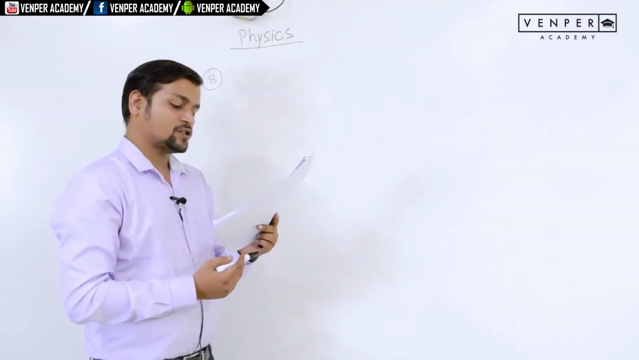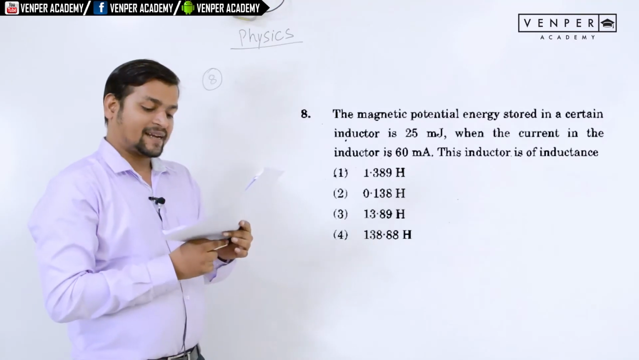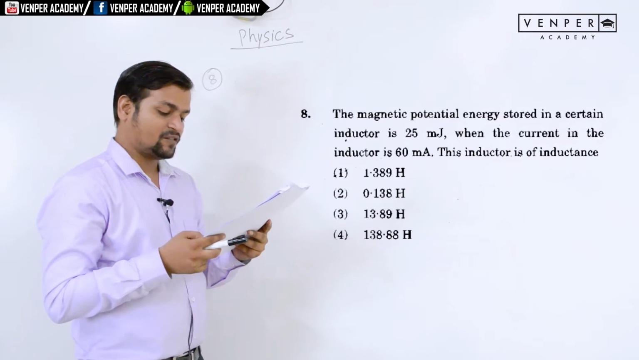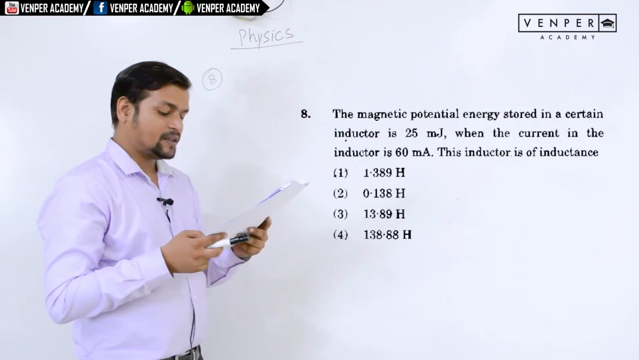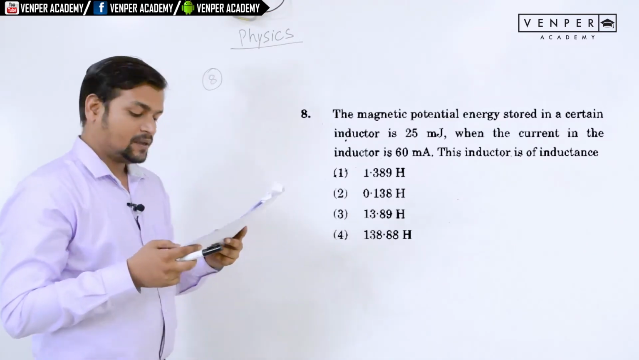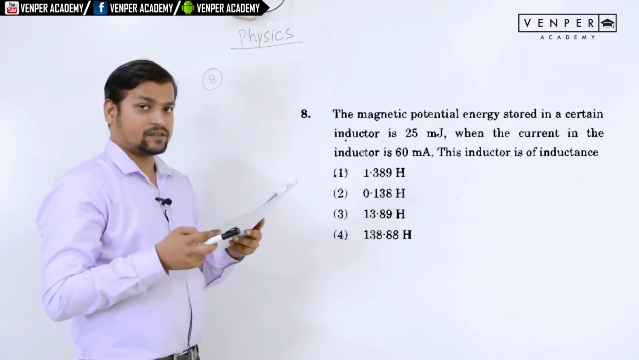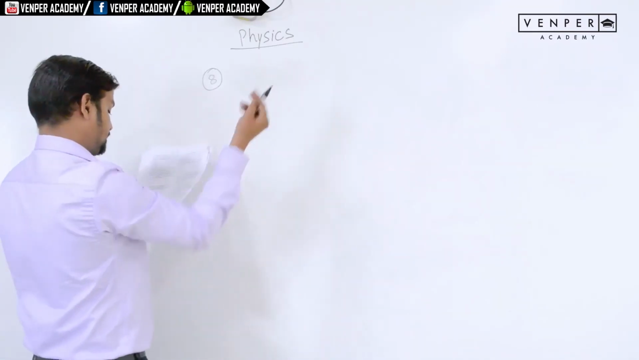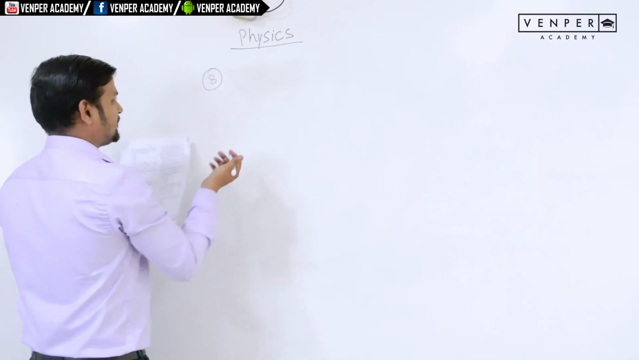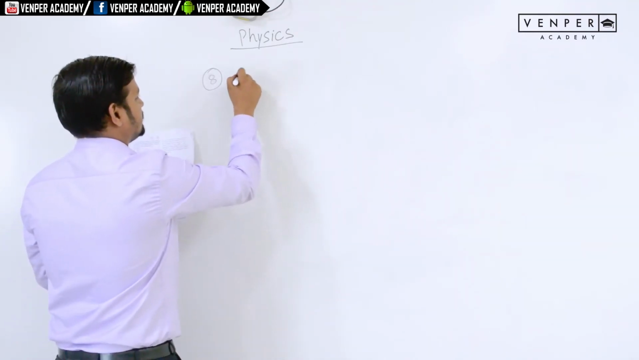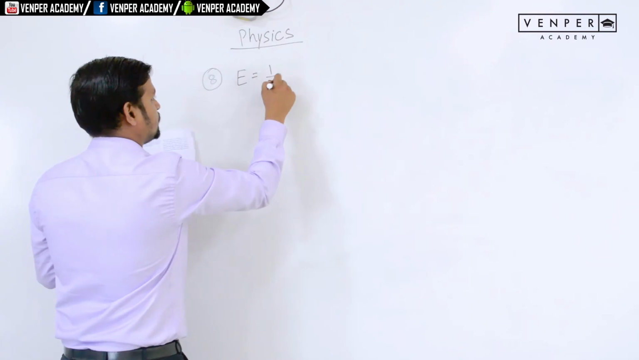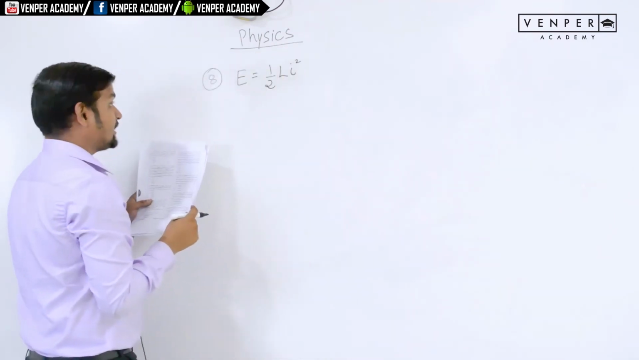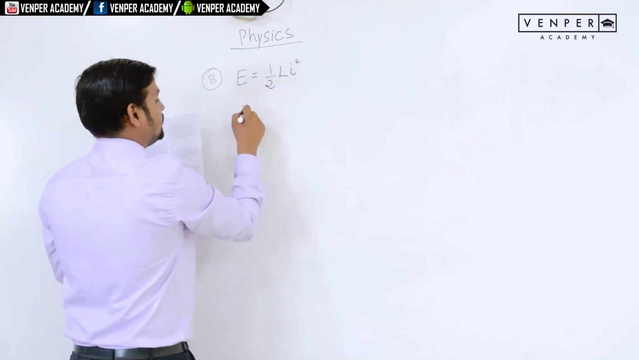Okay, next question, question number 8. The magnetic potential energy stored in a certain inductor is 25 millijoule when the current in the inductor is 60 milliampere. This inductor is of inductance. See here, this question is direct because we know that energy stored in an inductor is half L I square. Clear? And they are asking inductance, which means they are asking the value of L.